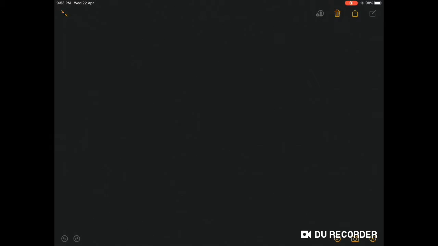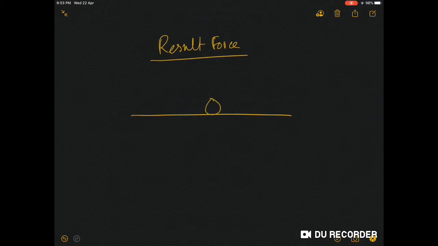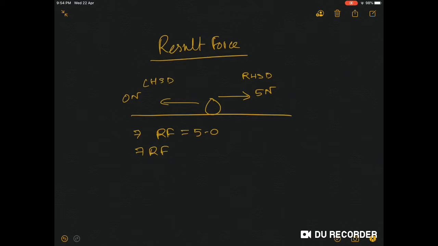Discussed resultant force. So I'm going to go through some more detail, okay? Let's say we have this object and it has a force acting on the right hand side, let's say 5 Newton, and it has a force on the left hand side of 0 Newton. So I can write RF as 5 minus 0, which is nothing but 5 Newton in the right hand direction.